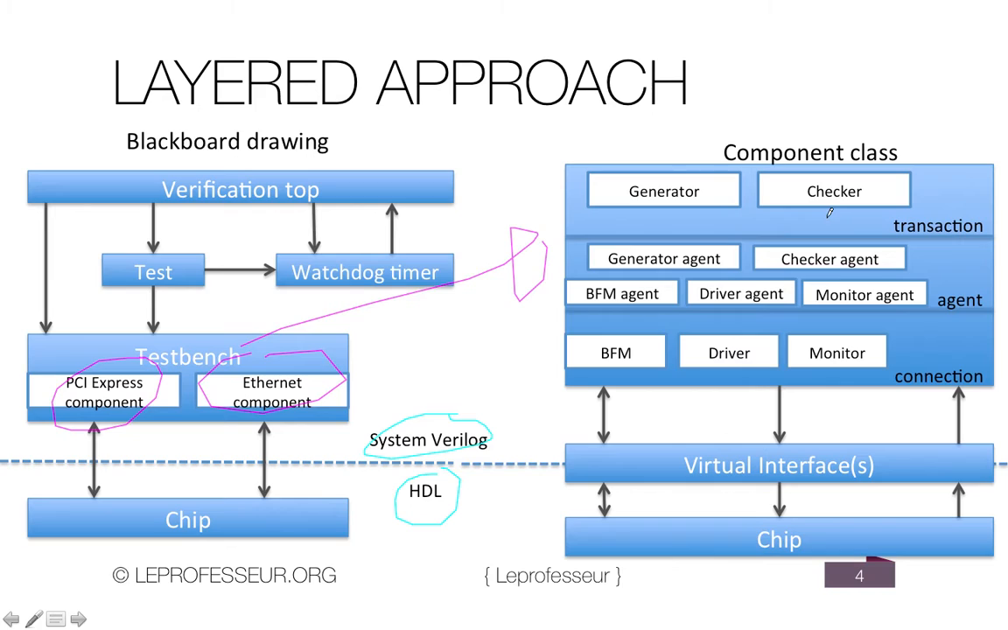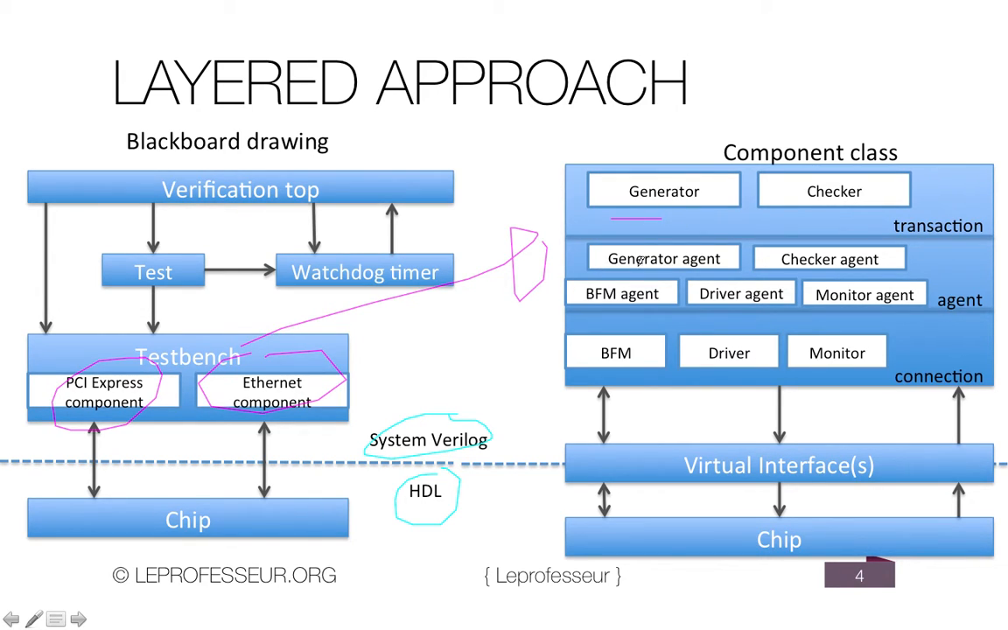So here in the component class we have generator, checker. The generator's job is to generate packets, say for example, or objects or different things. And then the checker will check, okay, I have generated this stimulus, I expect this output, and what output I got from the chip, and yes or no, whether it matches the expected output or not. Okay.